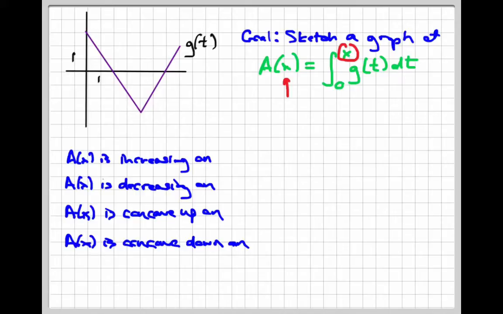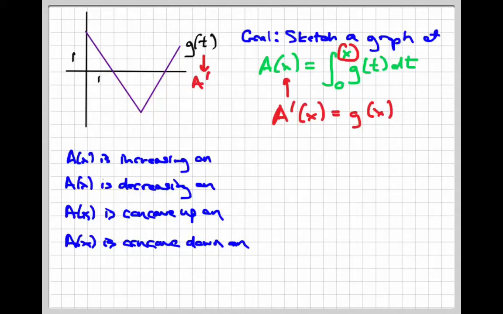Namely, I know that if I have A of x defined in this way, then if I take the derivative of A, that's going to be g of x. In other words, this integral function is an antiderivative for g. Another way to think about that is that g of t is actually the derivative of the function I want to graph.